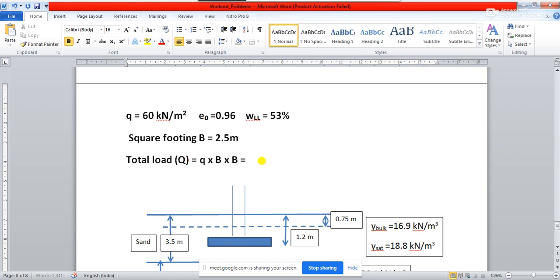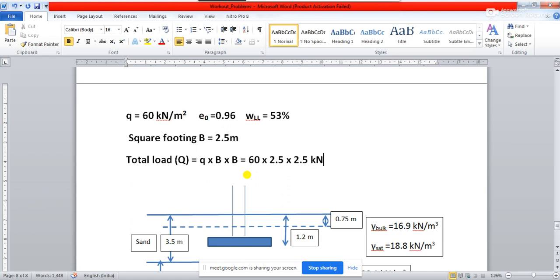You see, the total load which will be coming onto this footing will be 60 kilonewton per meter square, multiplied by 2.5 meter multiplied by 2.5 meter. So that is going to be kilonewton per meter square, meter square, and meter square will cancel out, and this will be the total load acting on the footing.